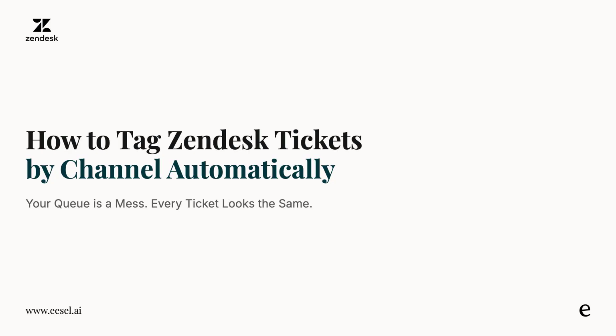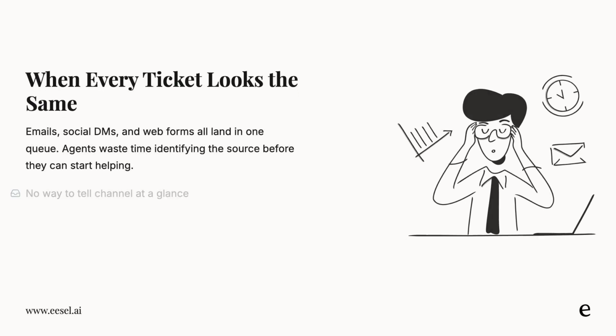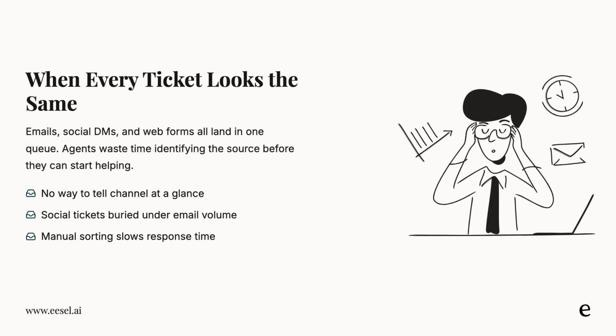the moment it arrives. When tickets arrive with no channel label, your agents have to open each one just to find out where it came from. High-priority social messages get buried under email volume. Response times suffer, and nothing gets routed to the right person automatically.